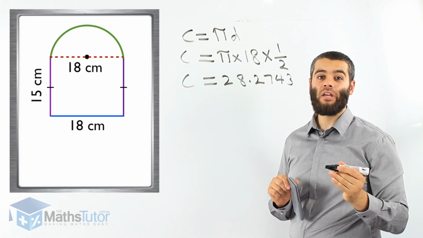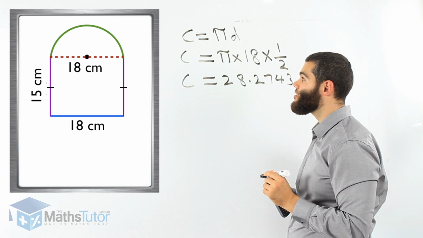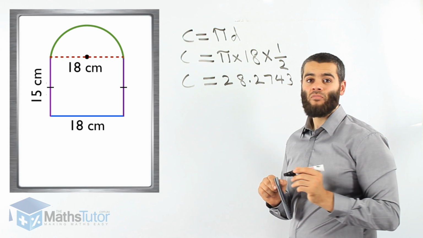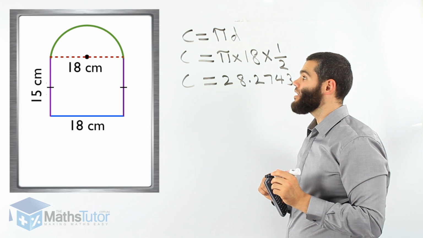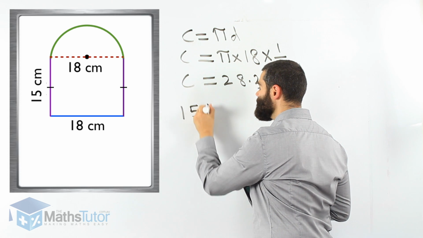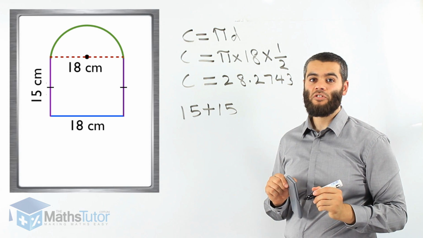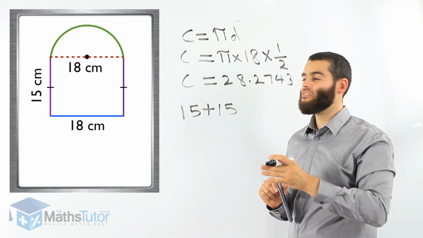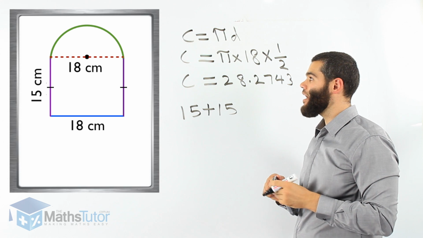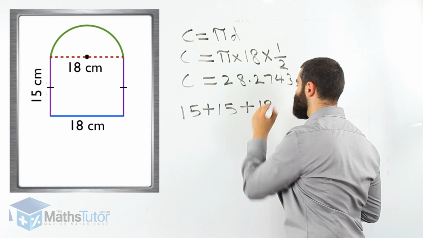Now we have the 3 straight edges. We need to add them up as well. We have the edges marked in purple. They are 15 each. So we know that we have 15 plus 15. That's the 2 purple edges there, those edges that are vertical. And we have one more, which is the 18 down the bottom, marked in blue.